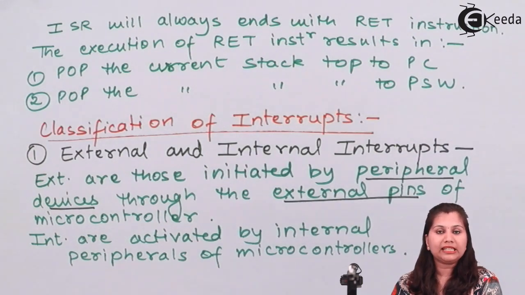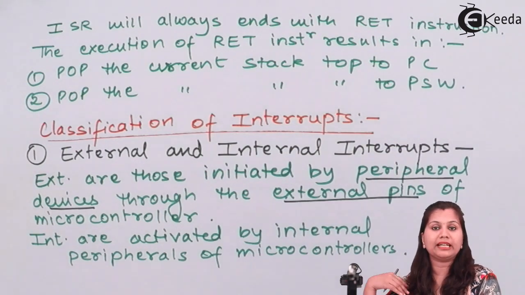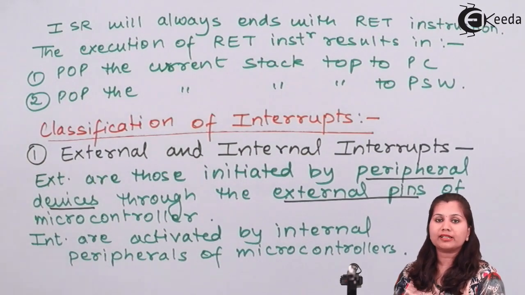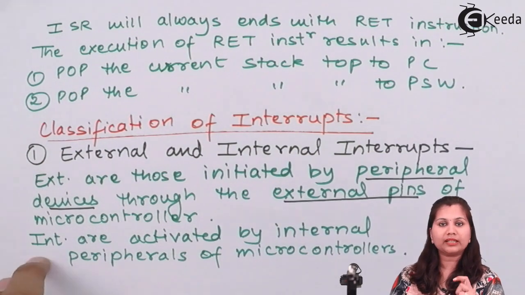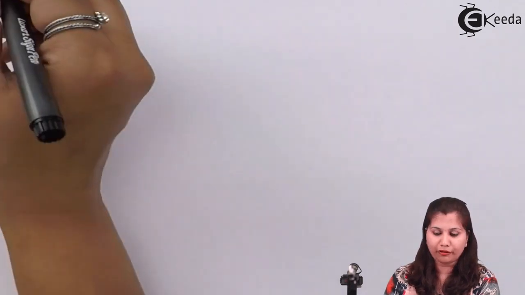So if any internal peripheral is generating an interrupt request, that will be called an internal interrupt, and if any external device is generating the interrupt request, then it will be called an external interrupt. So that is the first classification of interrupts in 8051. The second classification is maskable and non-maskable interrupts.